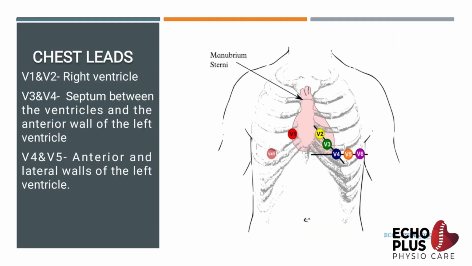Coming to the chest leads. How many chest leads are there? Again, 6 chest leads, among which V1 and V2 represent your right ventricle, V3 and V4 represent the septum between the ventricles and the anterior wall of the left ventricle, and V4 and V5 represent the anterior and lateral walls of the left ventricle.